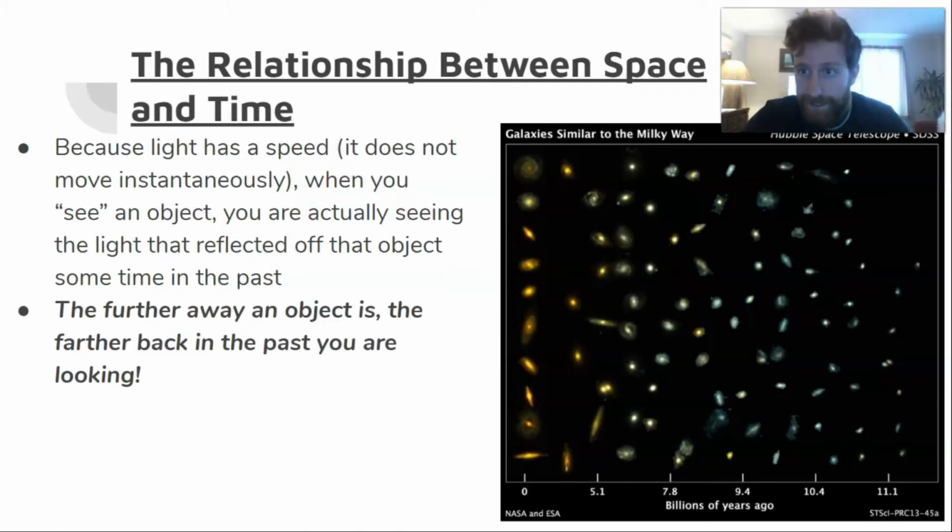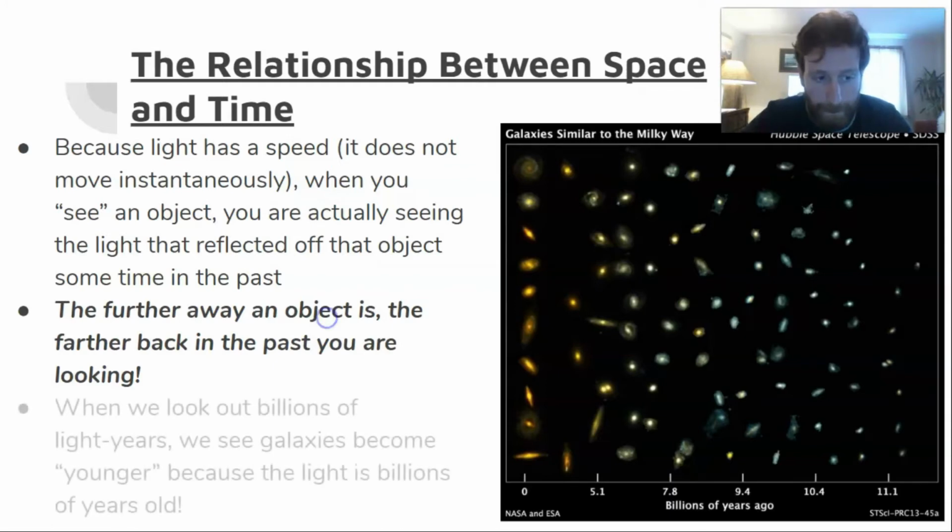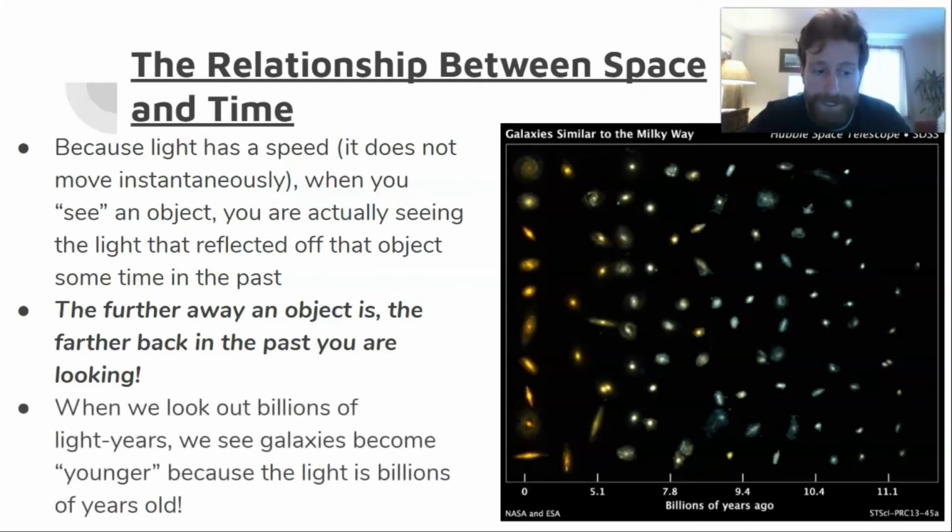The implication of this is the farther away an object is, the farther back in the past you are looking. Because the farther away it is, the longer it would take for that light to reach my eye. So when we look out billions of light years, we start to see galaxies become younger because the light is billions of years old. It's not that the galaxies actually are younger. They're the same age as our galaxy, but the light has taken billions of years to reach us, so we see a younger galaxy.